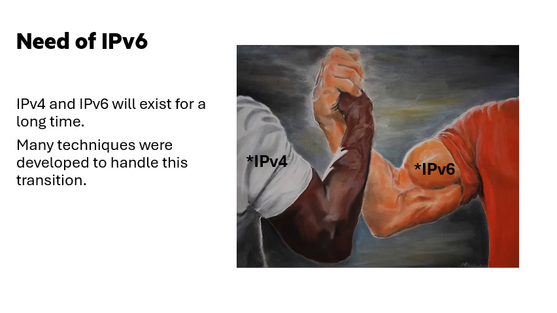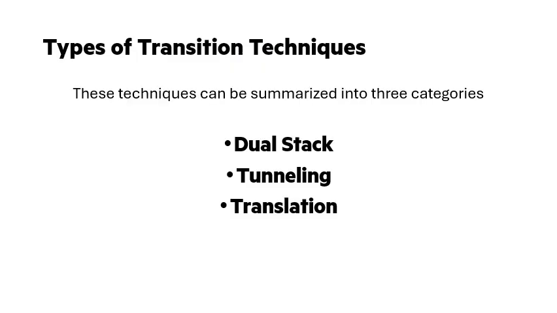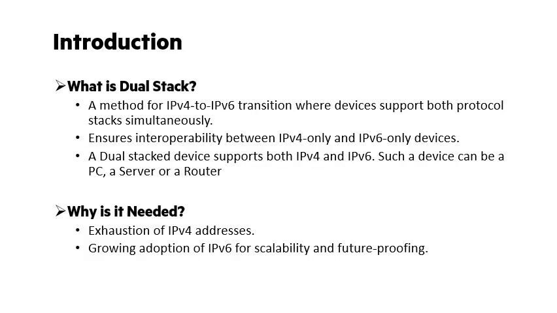many techniques were developed to handle these transitions smoothly. So we are going to talk about many types of transition techniques that will transition IPv4 to IPv6 addressing. These techniques can be summarized into three categories: dual stack, tunneling, and translation. So in this PPT, we are going to talk about the dual stack approach of transition technique.